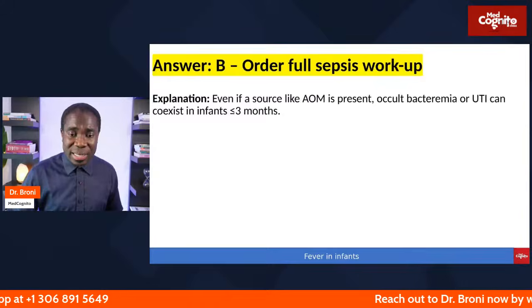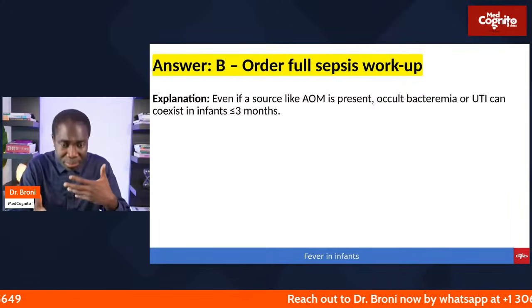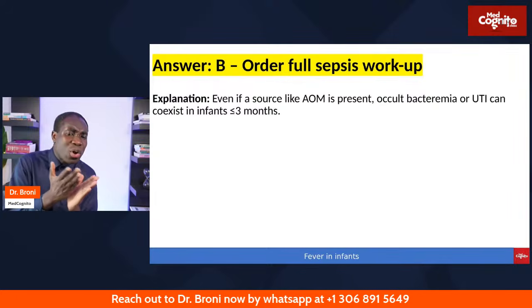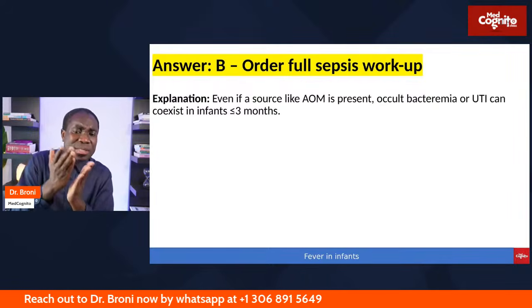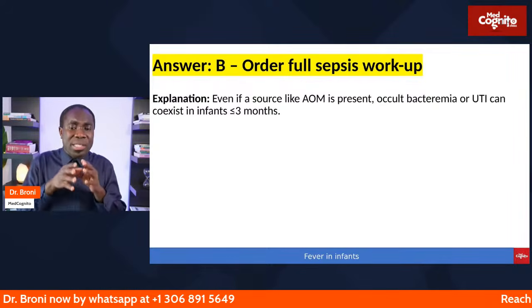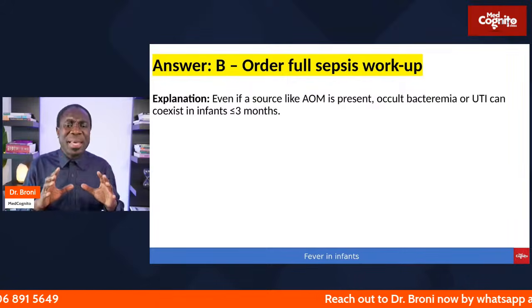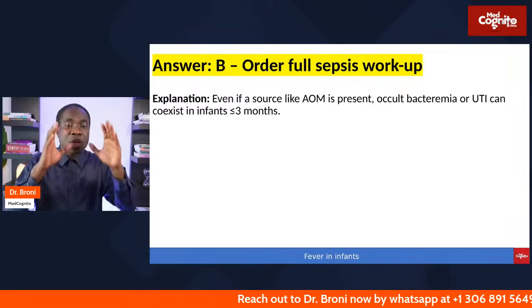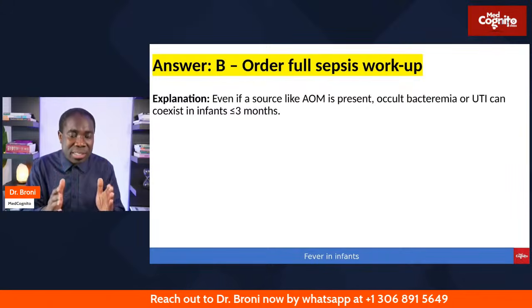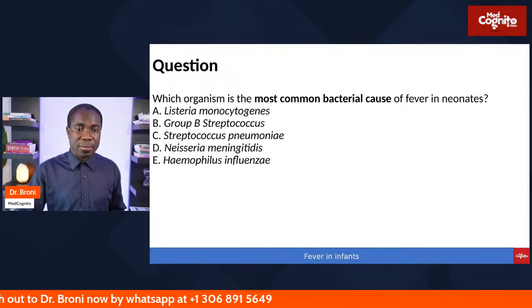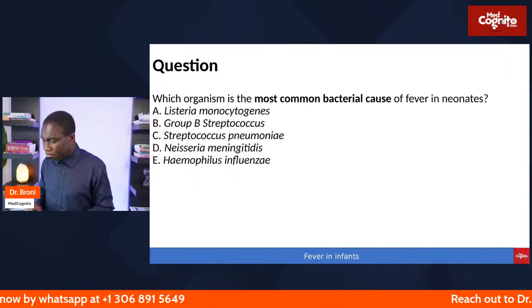What's the correct answer? Now it looks like everybody is picking up the principles we are laying. So even if a source like acute otitis media is present, occult bacteremia or UTI can coexist so far as the baby is less than 3 months. Please do your full sepsis workup. That's the correct answer. Now, next question.